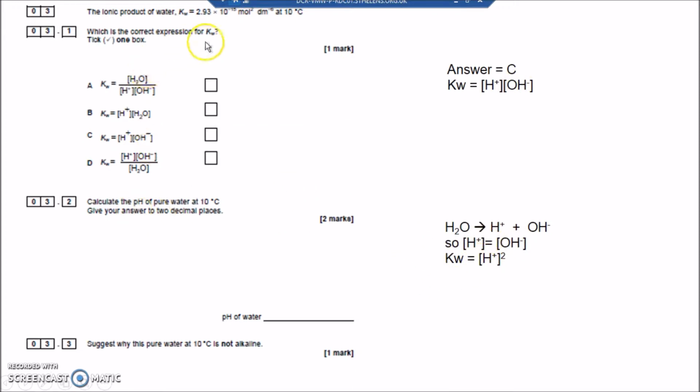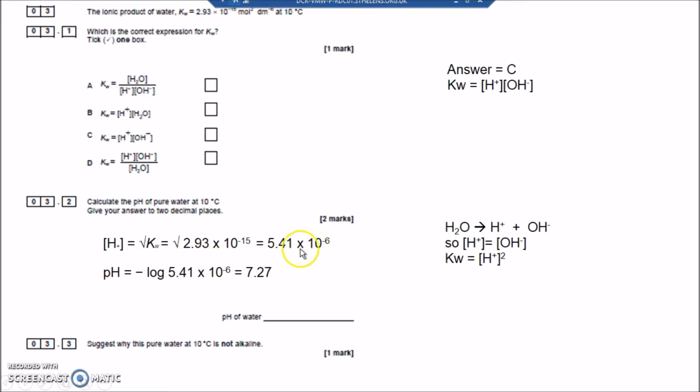Kw equals 2.93 times 10 to the minus 15, so H plus squared is 2.93 times 10 to the minus 15, so H plus concentration is the square root of that, 5.41 times 10 to the minus 6. I do minus log to the base 10 of that, because minus log to the base 10 of hydrogen ion concentration is pH, minus log to the base 10 of 5.41 times 10 to the minus 6, 7.27. Don't worry that it's not 7 exactly.